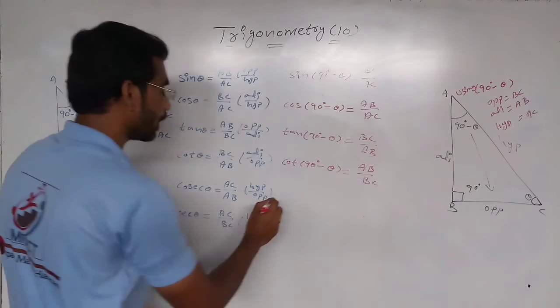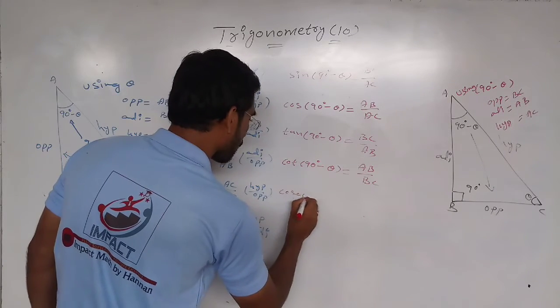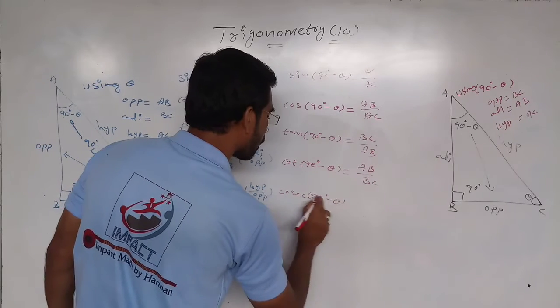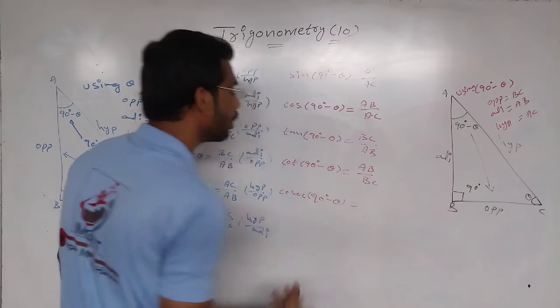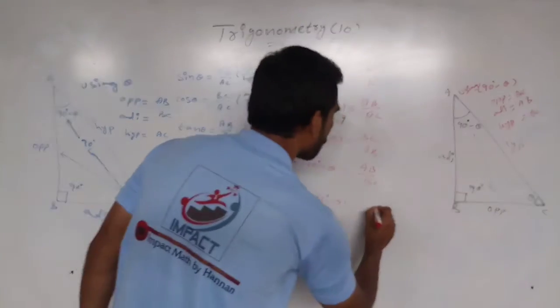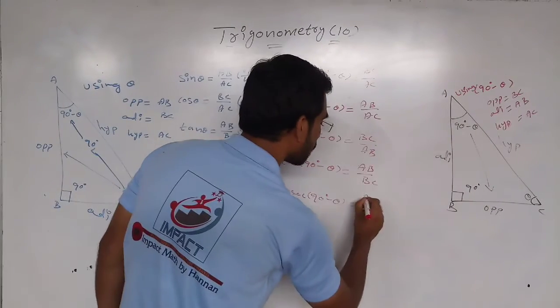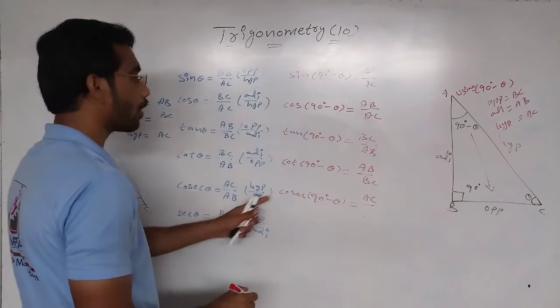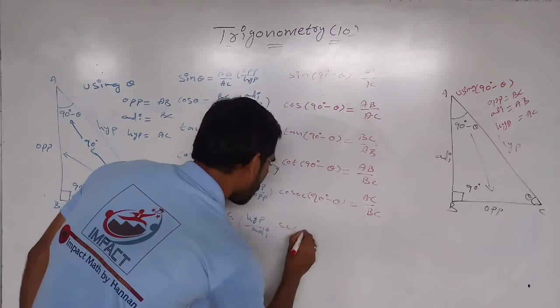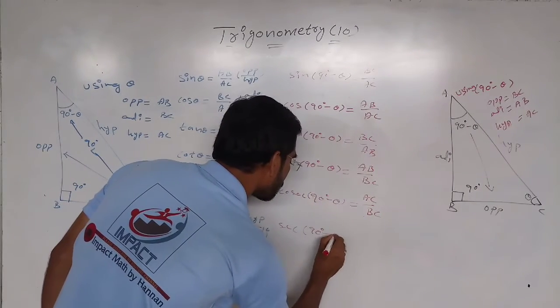BC. Next, cosec 90 degrees minus theta. Cosec 90 minus theta is hypotenuse by opposite. What is the hypotenuse in this one? AC. And the opposite is how much? BC.